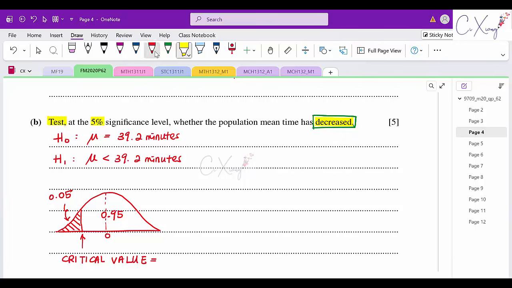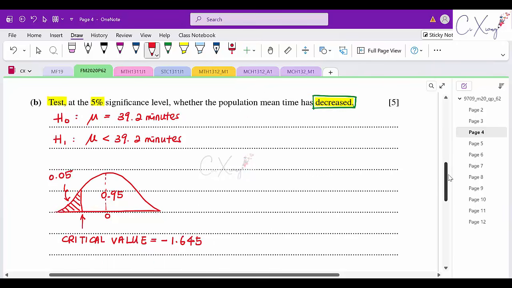Then when I want to label my critical value, since my rejection area is on the left, all the values of Z in this part should be negative. So I just directly put negative 1.645. This tells you the critical value separates the rejection region and the acceptance region when you are carrying out the test. Right, so this is the second step.